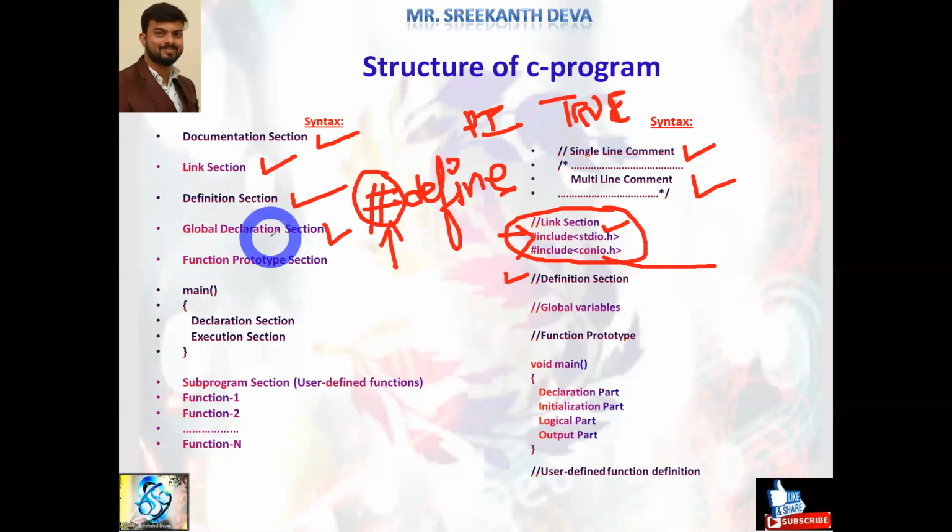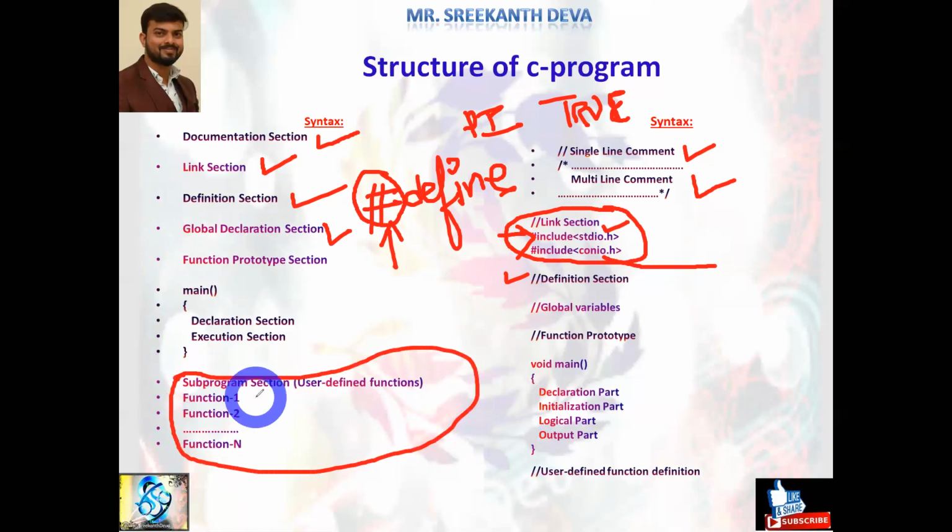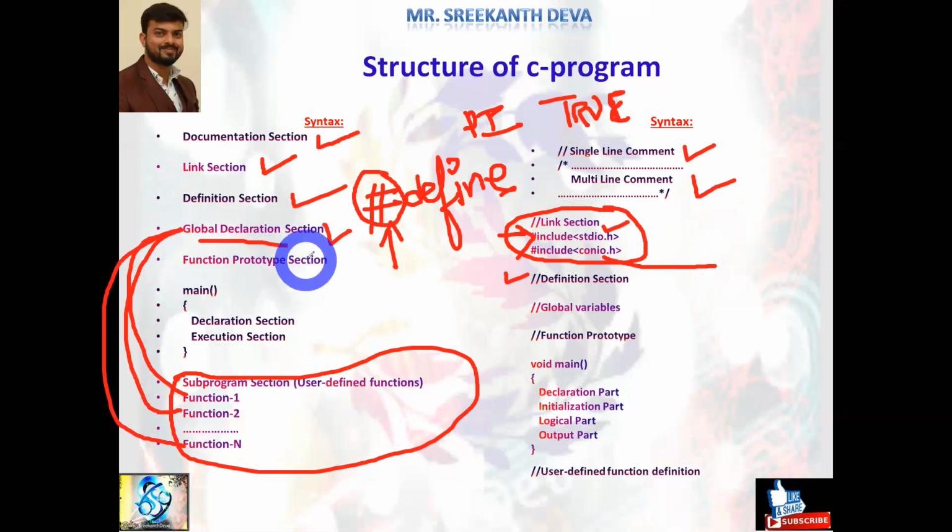Next, the global declaration section. Generally, in the global declaration section, global variables are declared. Variables that are used in more than one user-defined function are called global variables and are declared in the global declaration section, outside of all the functions. If I want to use the same variable across different functions, then we go with global declarations. These declarations are done outside of the main function.